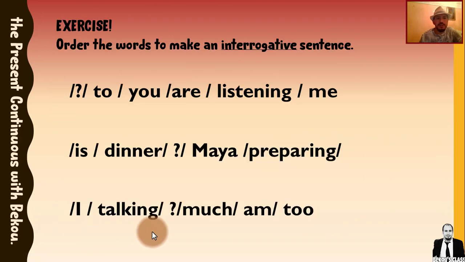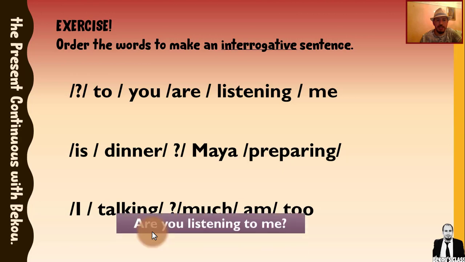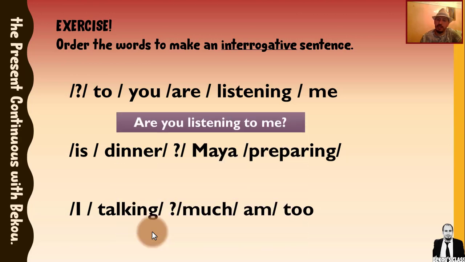Okay, another exercise. Try to order the words to make an interrogative sentence. We have number 1 here, with a question mark: you are listening to me. That is going to be, are you listening to me? I hope you are. Number 2 is dinner Maya preparing.